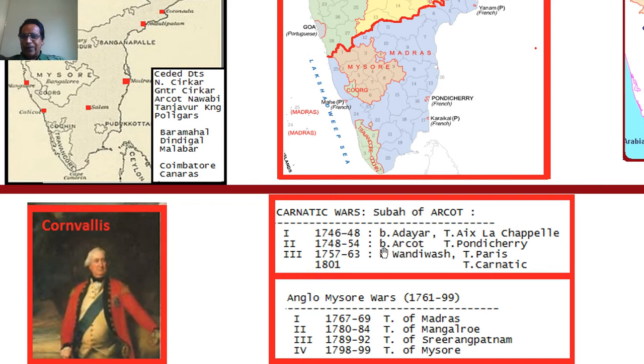The Carnatic Wars: the first war, that is the Battle of Adayar, led to the Treaty of Aix-la-Chapelle, the territories of the two contending parties at the time, the British and French, resulting in mutual restoration of their small territorial gains. Next was the Second Carnatic War, the major war, that is the capture of Arcot, and those events finally led to the Treaty of Pondicherry.